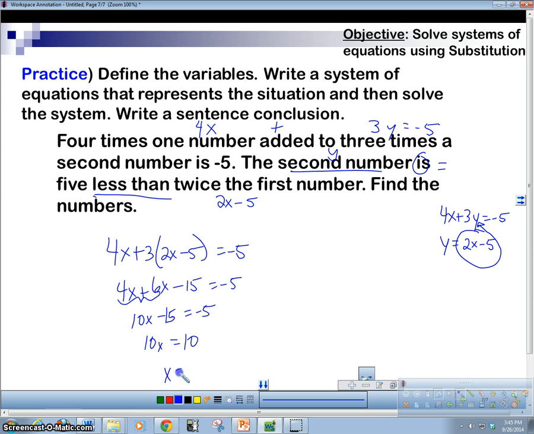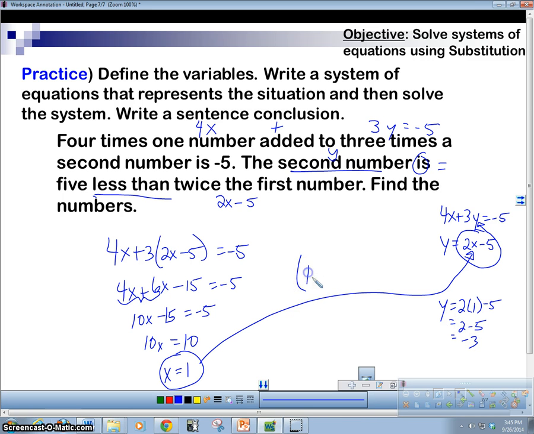Geez. Okay, x equals 1, right? Because I added 15, I got 10. X equals 1. Okay, I'm going to plug that right here. And I'm going to get y equals 2 times 1 minus 5. 2 minus 5 equals negative 3. So my answer, all in all, is 1 comma negative 3.